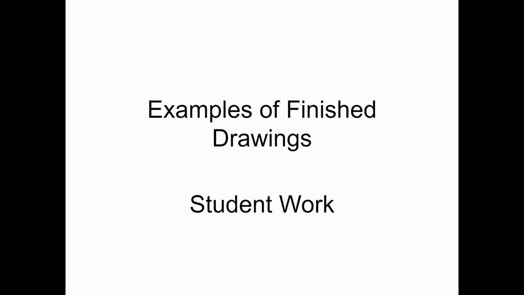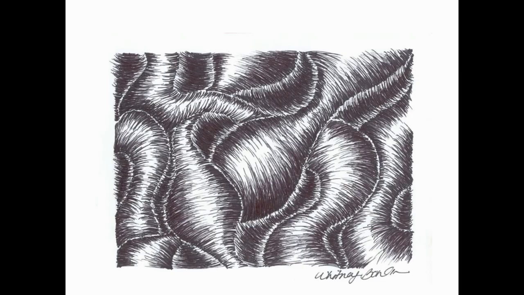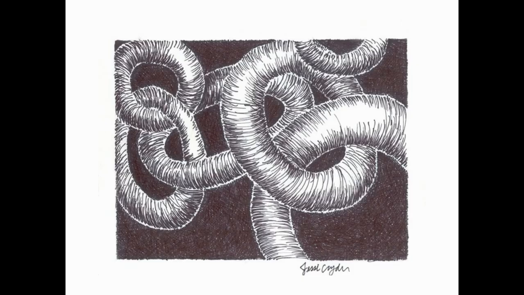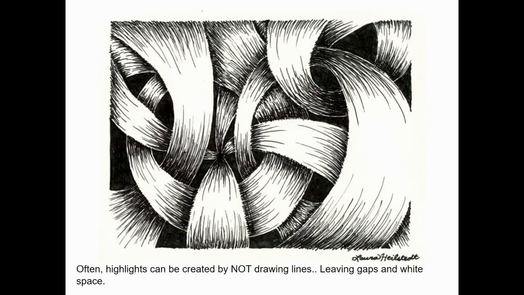Here's some examples of what students have done in the past. These pen drawings use the white of the paper to create the highlights, so leaving gaps between the pen lines creates highlights and white spaces to help define that space and shadow.